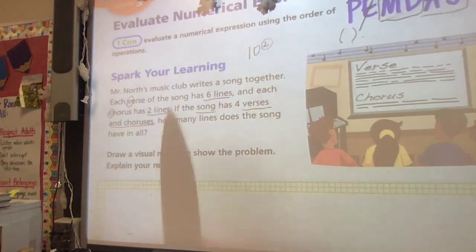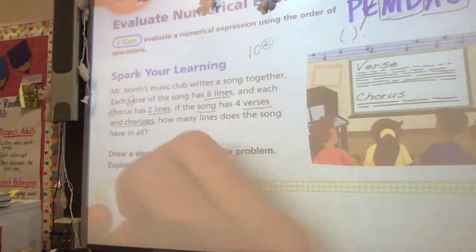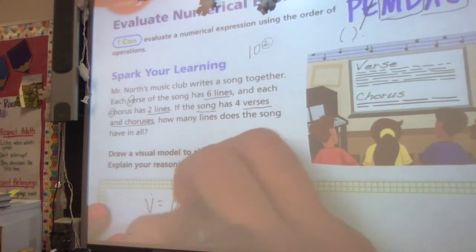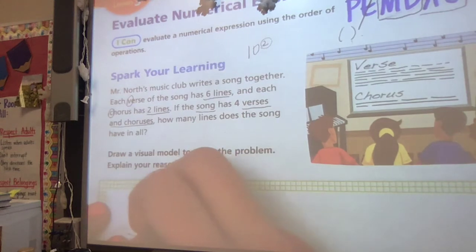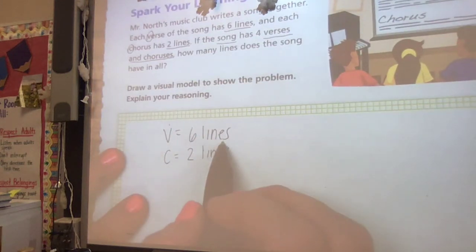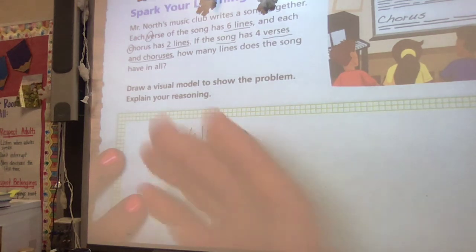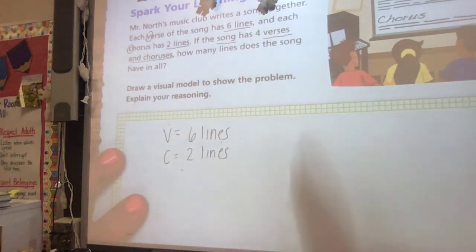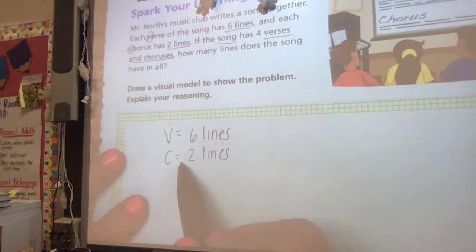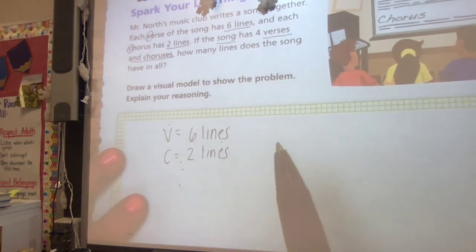So I like to reread and just kind of think about what it said. Okay, they write a song. Each verse has 6 lines. Each chorus has 2 lines. So think about what this even means. If you're singing a song, the verse is different. Remember, a chorus of a song is the part that you sing over and over again. Like you might sing a little different here, but then the chorus is the same. And then you might go to another verse, but then you go back to that same chorus.